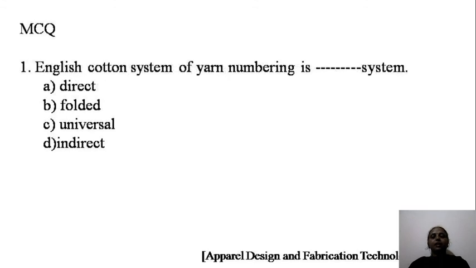English cotton system of yarn numbering is dash system: direct, folded, universal or indirect. Direct has only two, tex and linear. Folded is not usable. Universal is the tex system, not English cotton count. Indirect is correct, so the English cotton system of yarn numbering is the indirect system. So the right answers are: for the first question C, and for the second question D.